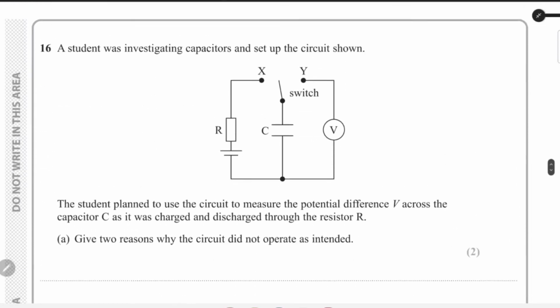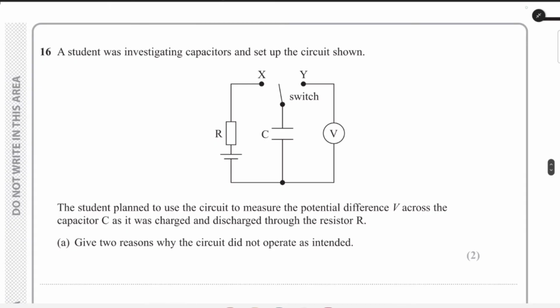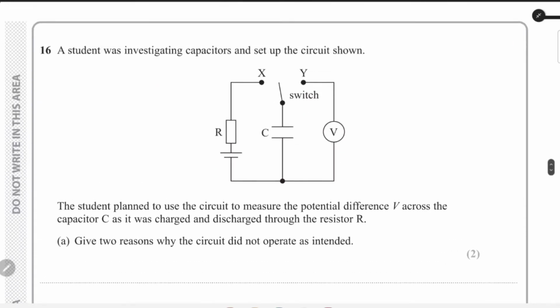Now we have question 16 about capacitors. The student planned to use this circuit over here to measure the potential difference across the capacitor as it was charged and discharged through resistor R. So if I consider the switch being at X, this is when it's discharging. Oh, sorry, the cell is over here. This is when it's charging.